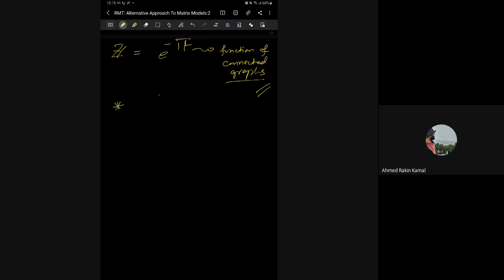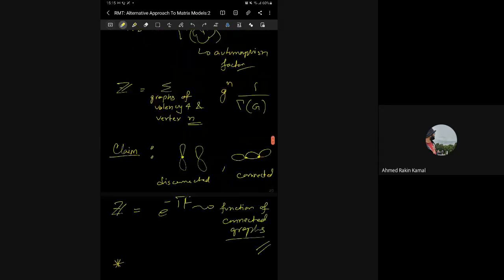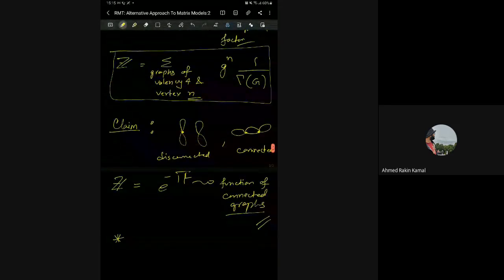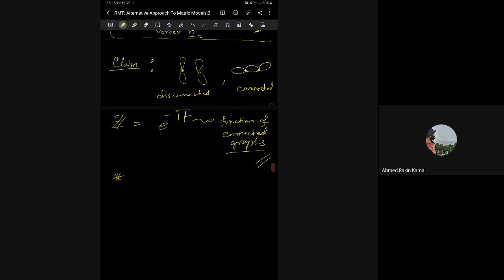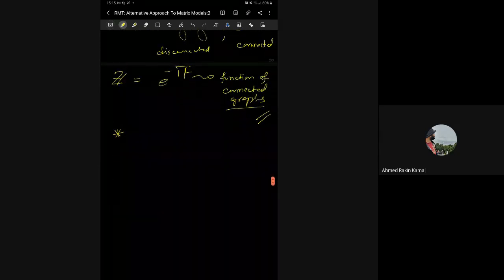So let's say this was our graph function, which generates graphs of different vertices and tells me how they're weighted, that is the automorphism factor or the weight of each graph. This was our graph partition function, or GPF. Okay, so let's consider another partition function.